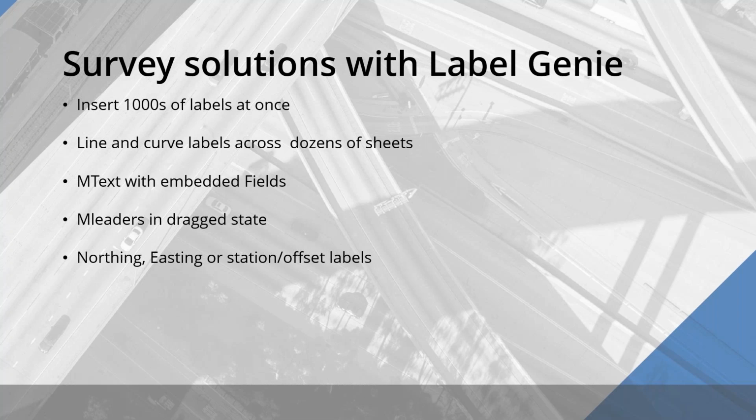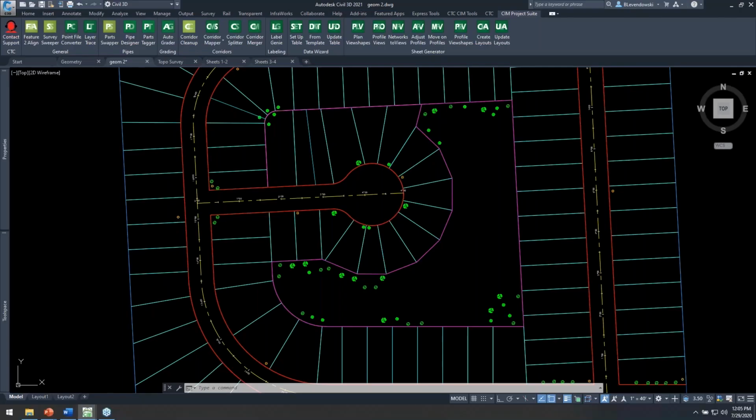We'll show you some northing and easting labels and some station offset labels. We'll do some hatching of centroids where we're automatically reading the areas of hatches. That's really just a sample of the different things you can do with Label Genie. I want to show you this stuff in action right in Civil 3D, so you can get a peek at Label Genie and how it might help you.